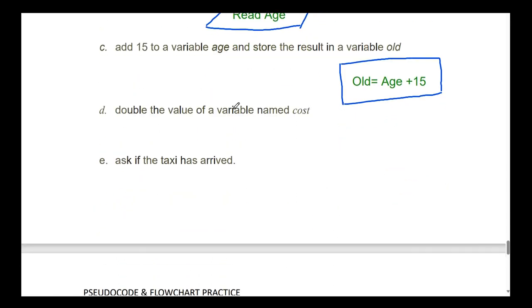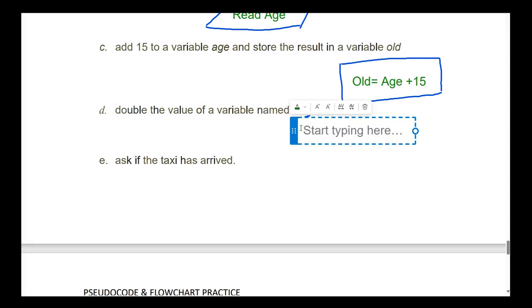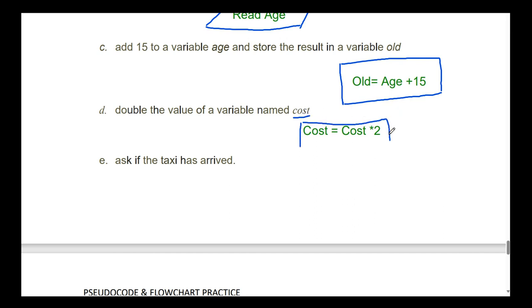Double the value of a variable named cost. We're going to double the value of a variable named cost. So the variable is going to be called cost. We're going to double the value. That's, you're going to multiply by 2, right? And we would put that in a rectangle, a process box.